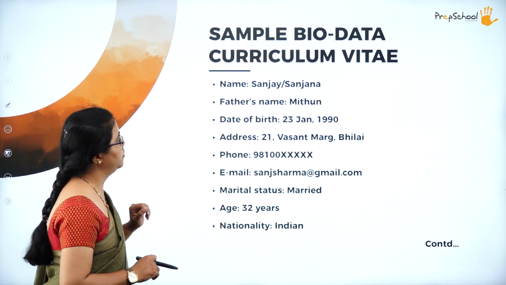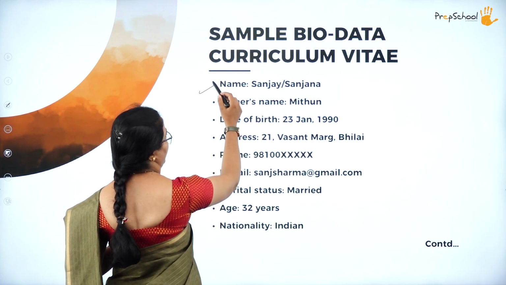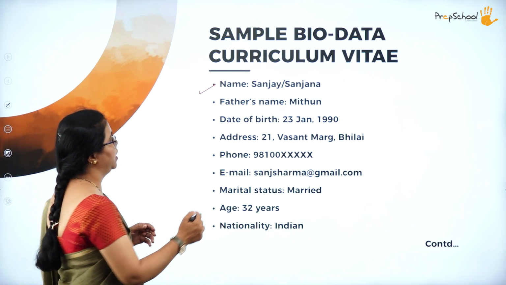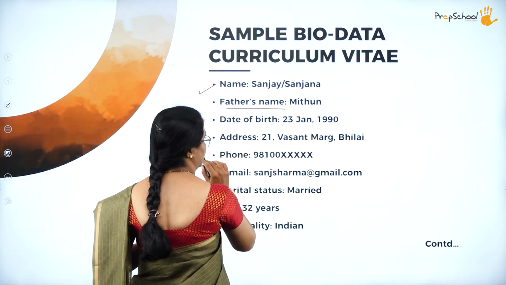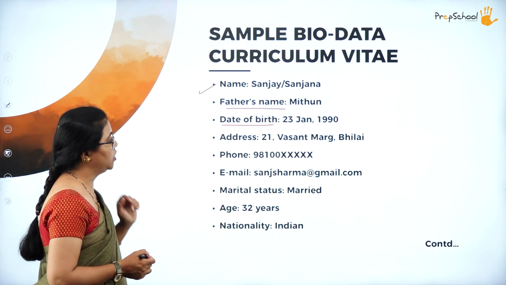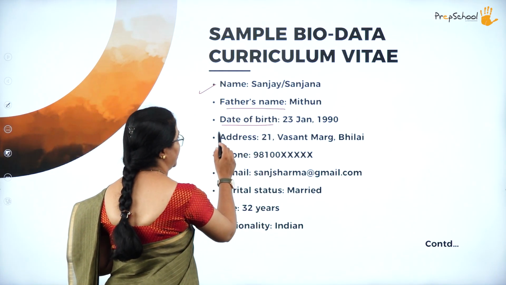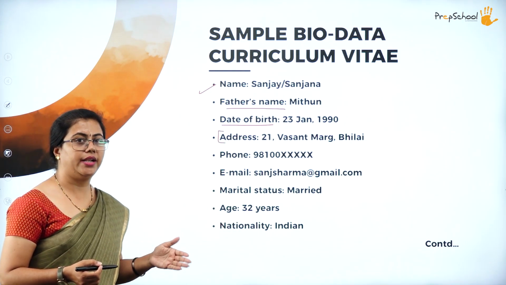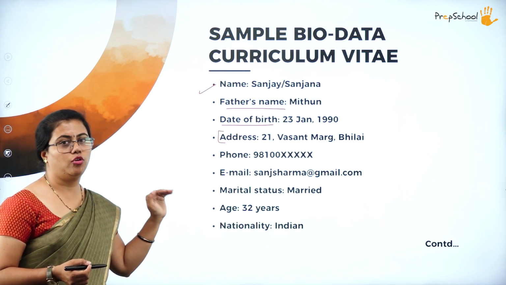So there are a lot of things to be mentioned here. First you need to write the name. You can use either Sanjay or Sanjana. Then you will write the father's name. Then they need to know your date of birth, so that also you will specify there. Then you have the sender's address again. Though you have written it in the covering letter, you need to specify it again over here.